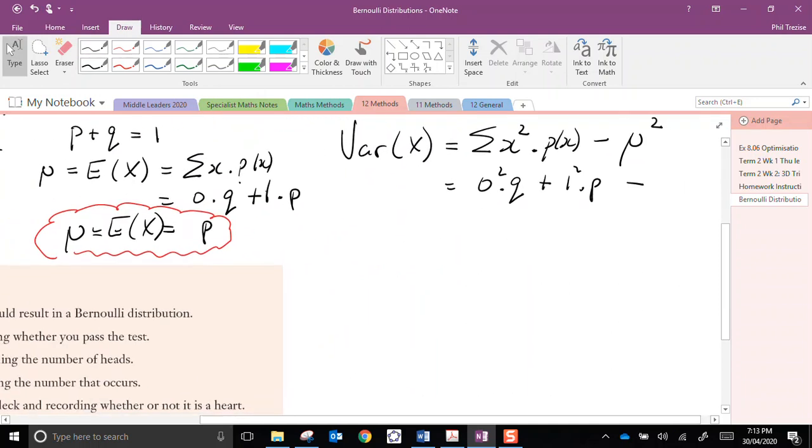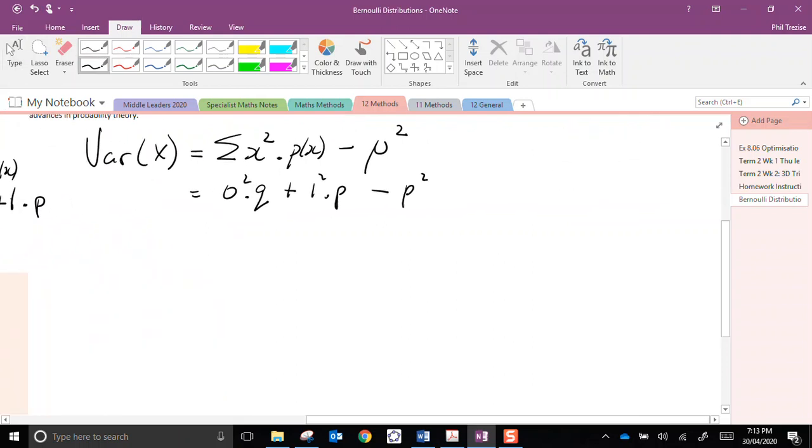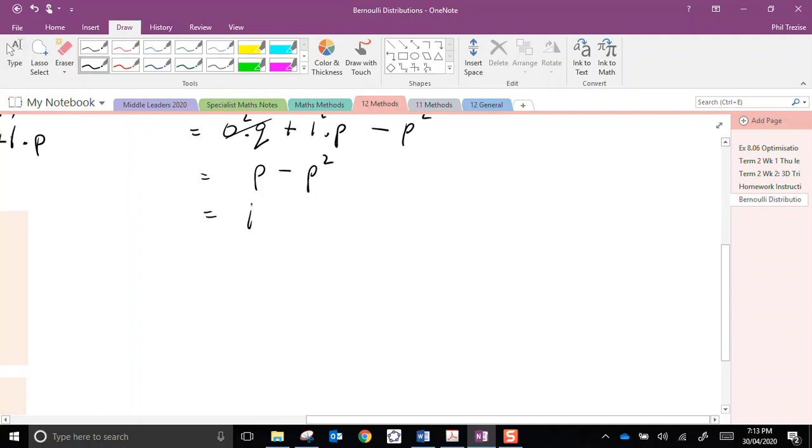Now we subtract the mean. But remember, the mean was p. So that's p squared. So 0 times that is nothing. We end up with p subtract p squared, which I will factor: p times 1 minus p.